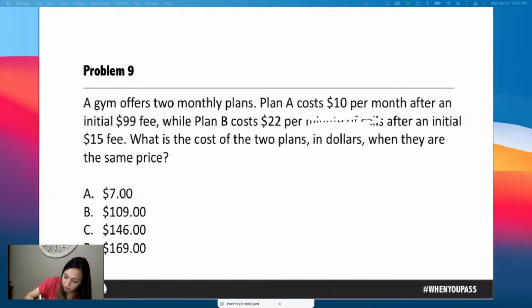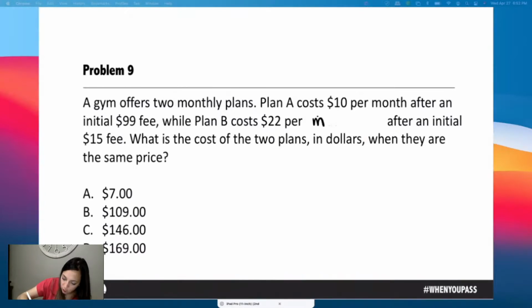Per month after an initial fee of $15. What is the cost of the 2 plans in dollars when they are the same price? So in this situation, we're going to set up an equation. So when I think about this, I'm thinking $10 per month. So if it's 1 month, it's $10. If it's 2 months, it's $20. If it's 3 months, it's $30.